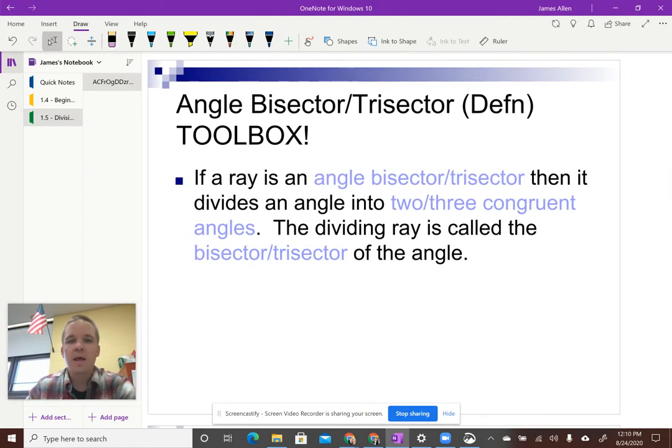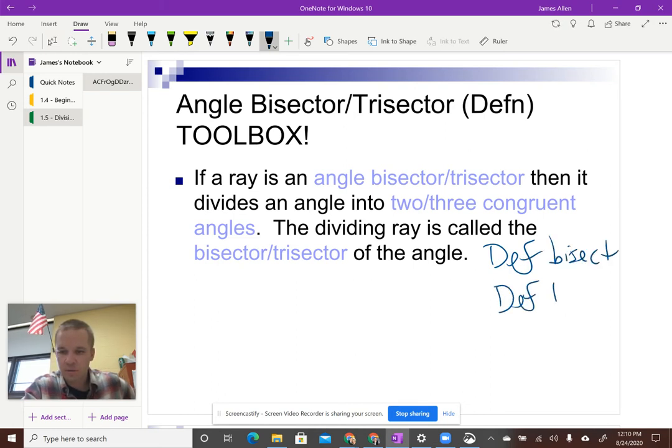All righty. Angle bisector and trisector definition. So if a ray is an angle bisector or trisector, then it divides the angle into 2 or 3 congruent angles, depending on which one we're talking about. The dividing ray is called the bisector or trisector of the angle. So what we'll say for ours, when we're doing this in proofs, we'll use either definition bisect or definition trisect.